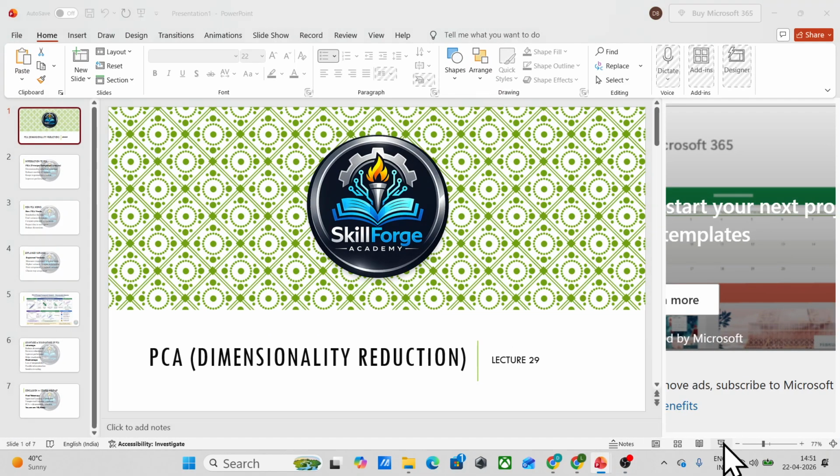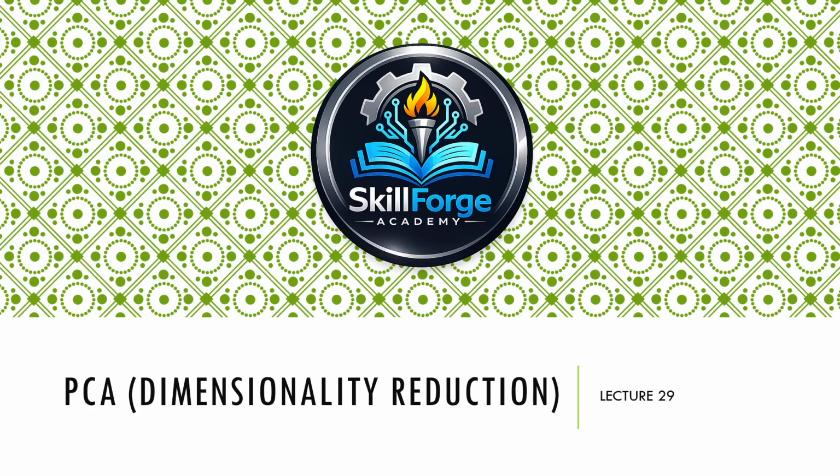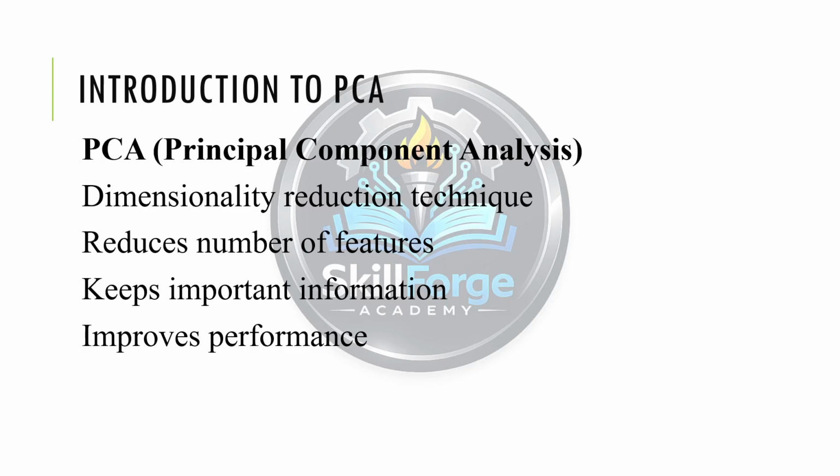Today, we will be discussing lecture 29 about PCA. If you have not watched lecture 1 to 28, then you should definitely go and watch it. PCA stands for Principal Component Analysis. It is used to reduce the number of features in a dataset while keeping the most important information. Instead of using all features, PCA transforms the data into a smaller set of new features called principal components. These components capture the maximum variance in the data, and this helps in improving the performance and reducing complexity.